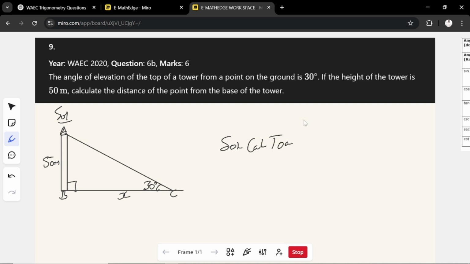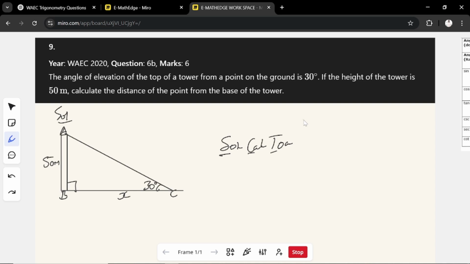SOHCAHTOA, where we have sine to be opposite over hypotenuse, and cos to be adjacent over hypotenuse, while the tan has to do with opposite and adjacent. So with this information, it will be easy for you to identify which formula to best use in order to obtain the final result. Now, look at the angle. We have angle 30 degrees given. We have the opposite side given as 50, and we are to obtain the adjacent side, which we tag x, right? We have nothing to do with the hypotenuse.